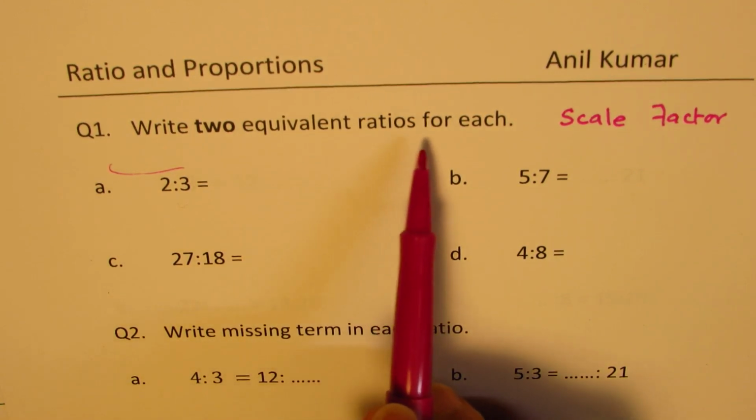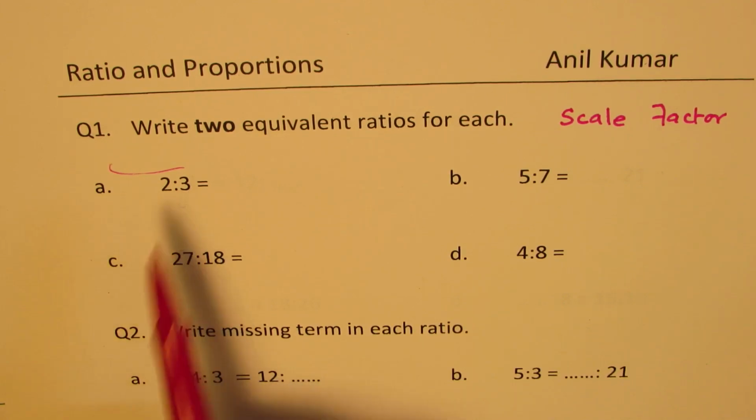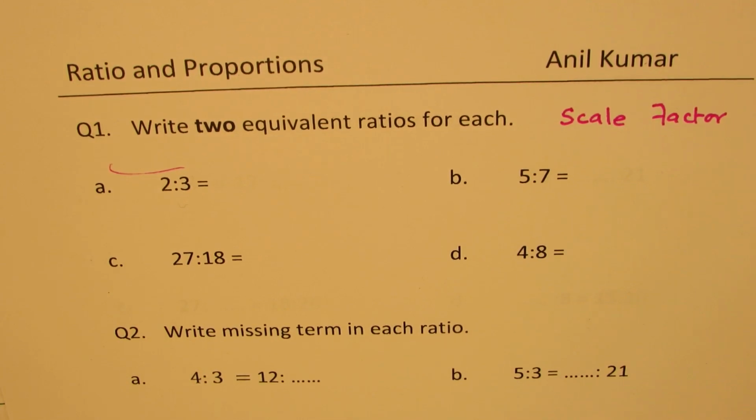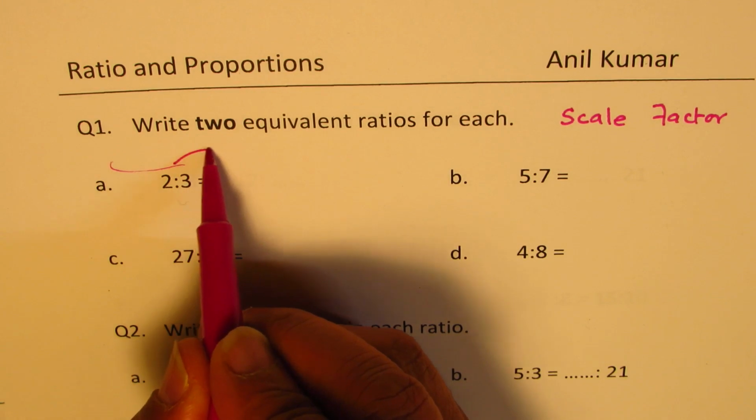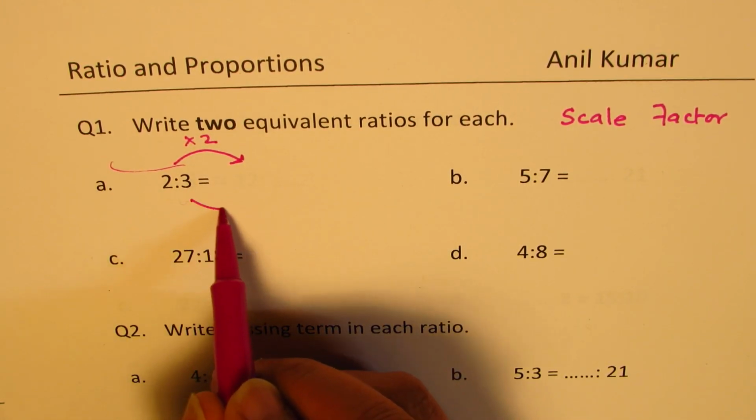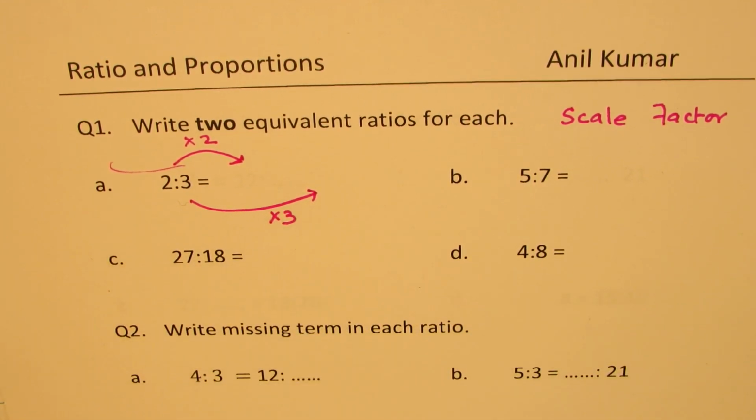To write an equivalent ratio, you have to multiply the terms, these are called the terms, by some number which is called the scale factor, correct? You can always pause the video, answer the question and then look into my suggestions. Since we need to find two equivalent ratios, first I'll multiply both these terms by 2 and then I'll multiply both these terms by 3 and write down the equivalent ratios.